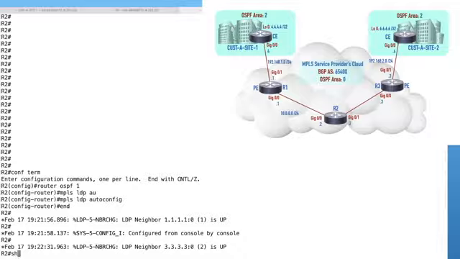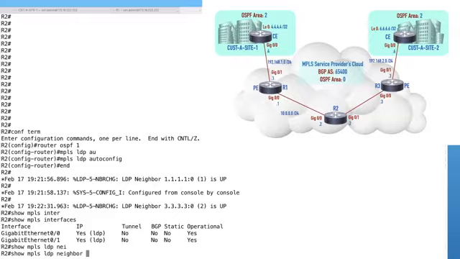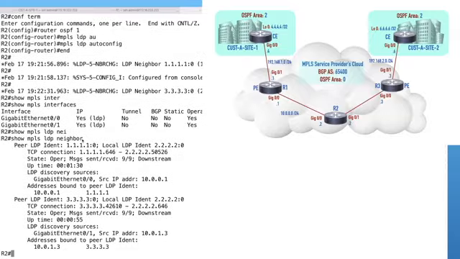I could say show MPLS interfaces. This is going to show us what interfaces are enabled for MPLS. It's gig 0/0 and gig 0/1. And I said that we should have a couple of neighbors. To see those neighbors specifically, I could say show MPLS LDP neighbor. And here is R1 as a neighbor. Here is R3 as a neighbor. So what have we done? We've done step 1 of all this.